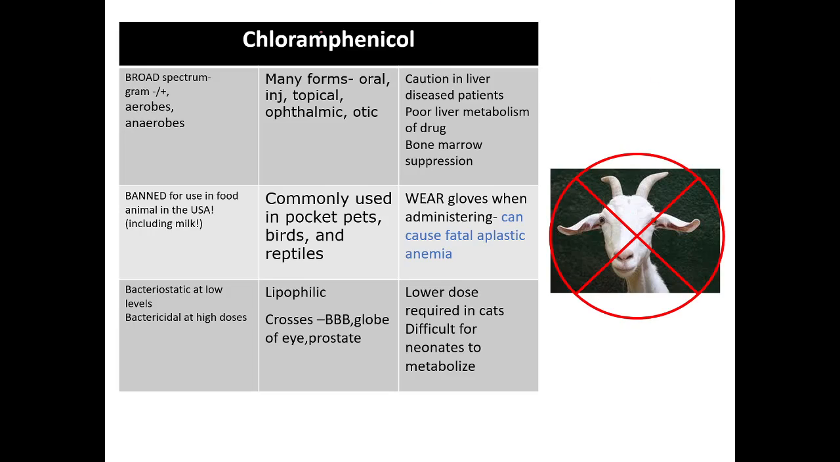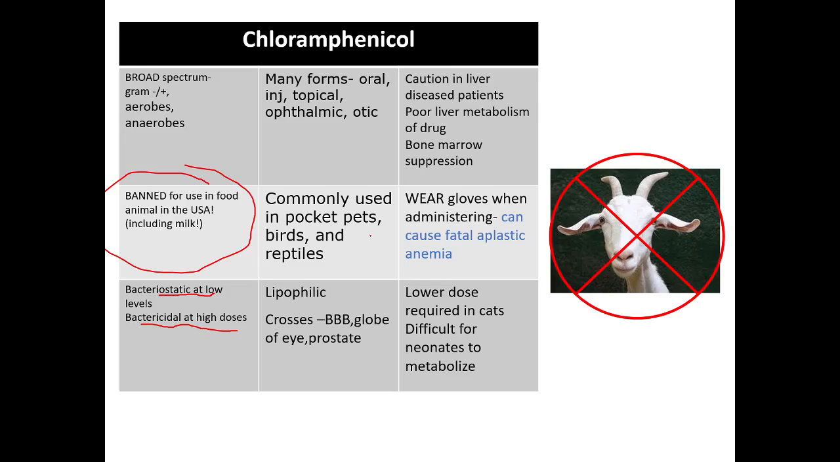Okay, lastly, we have chloramphenicol. This is a broad spectrum, gets gram-negative, gram-positive, aerobes, and anaerobes. Yay, it gets almost everything. That's great, but it's banned for use in food animals in the USA, including in milk. It's bacteriostatic in low levels and bactericidal in high doses. There are a number of different forms like oral, injectable, topical, ophthalmic, and otic.